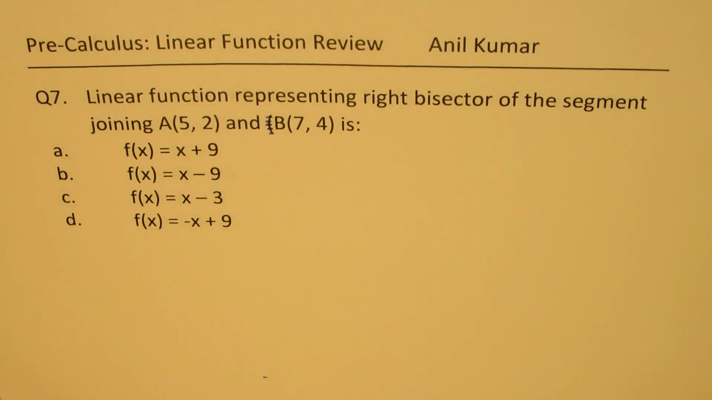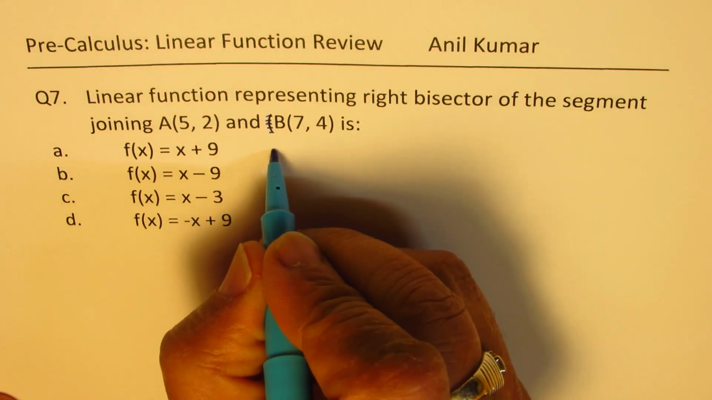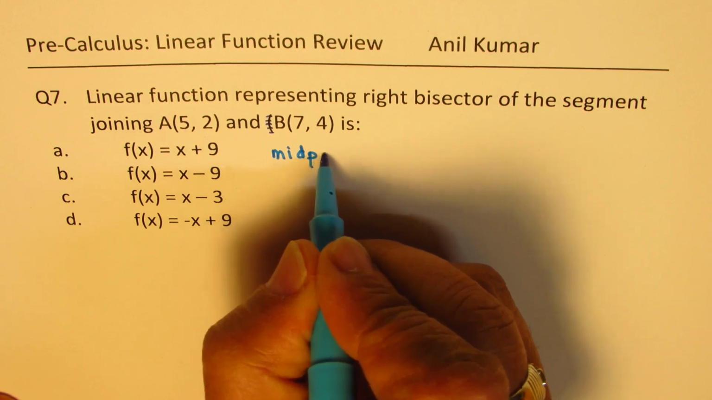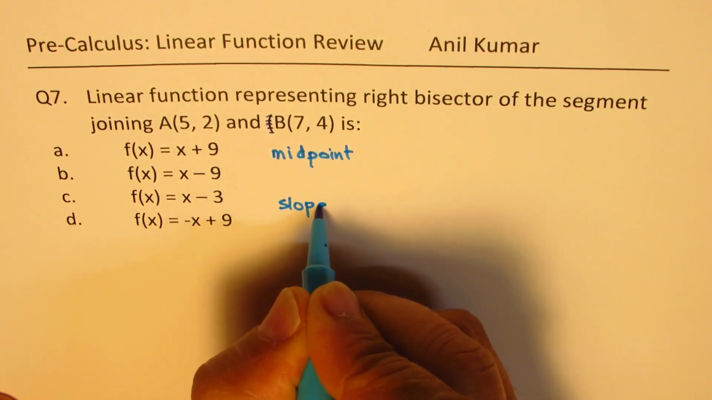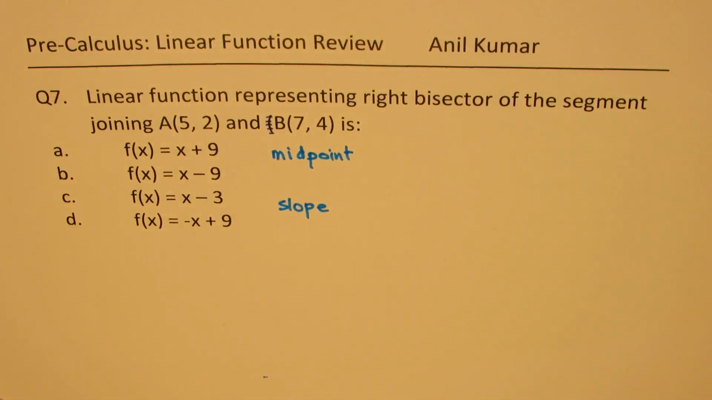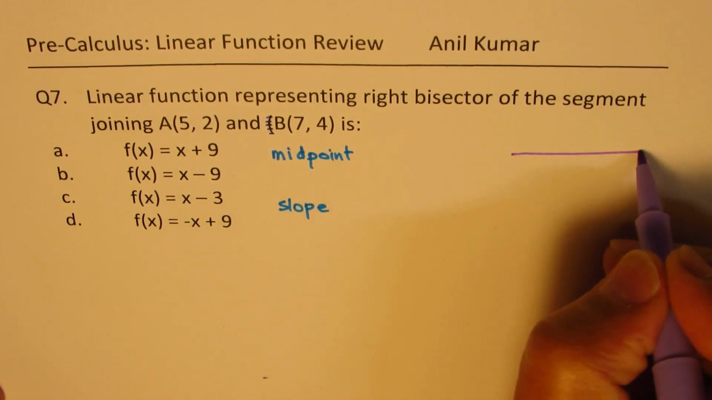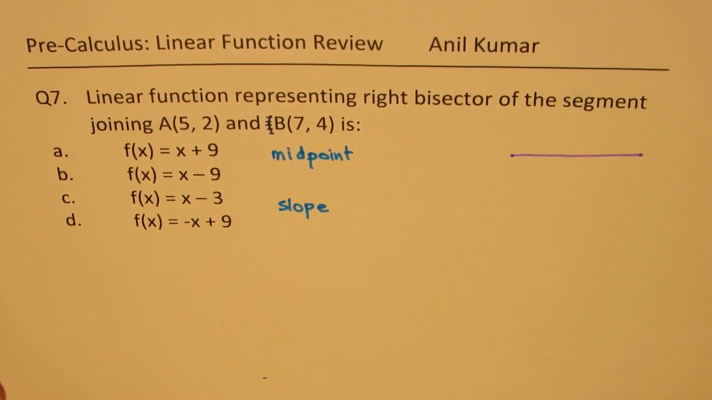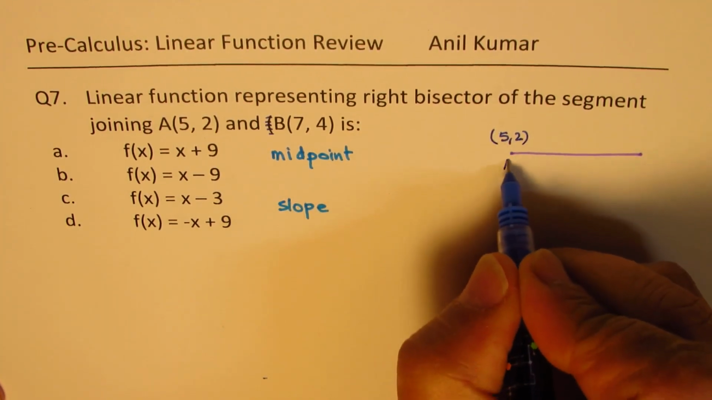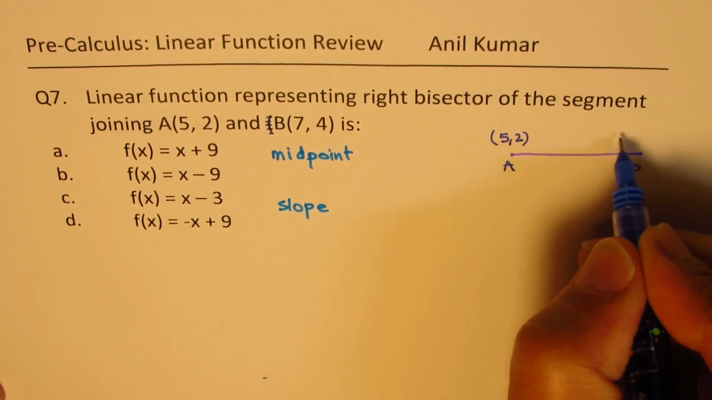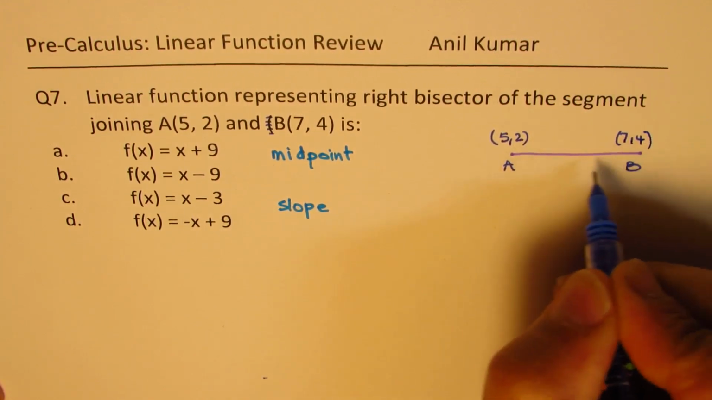To find the right bisector, we need to first find the midpoint of the line segment, then the slope, right? So the steps involved are to find the midpoint, then find the slope, and then we can actually solve the question. So let's find the midpoint of the line segment AB. Coordinates for A are given to us as (5, 2). Coordinates for point B are given to us as (7, 4).